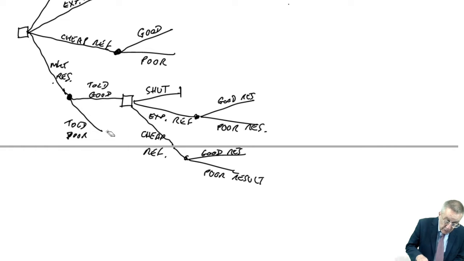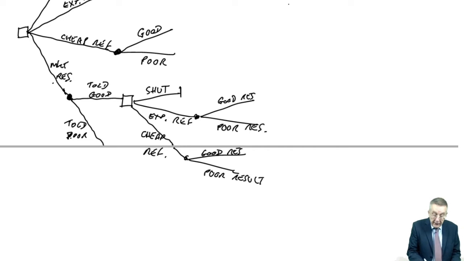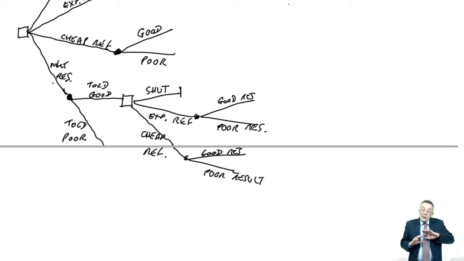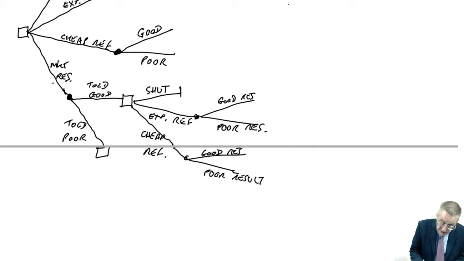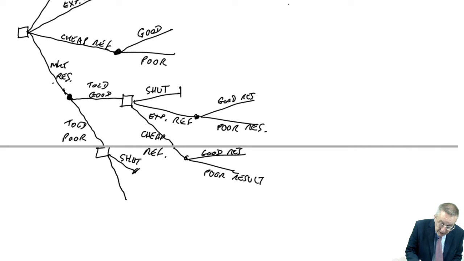And so, if this happens, if we've done the research and they tell us it's poor, we've already decided we're not going to do the expensive refurbishment, but we still will have to decide, surely. We'll still have the choice, so a box. We're still going to be able to shut, and that's the end of it. Or we could do the cheap refurbishment.